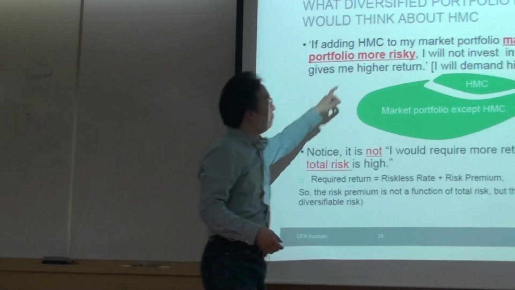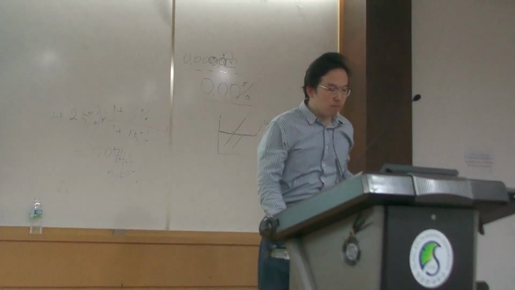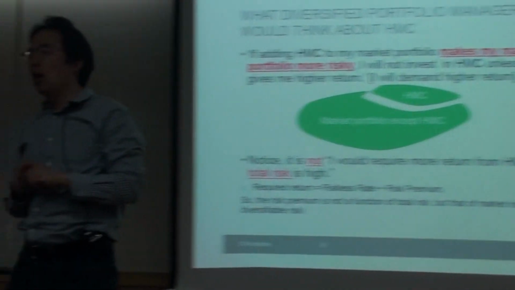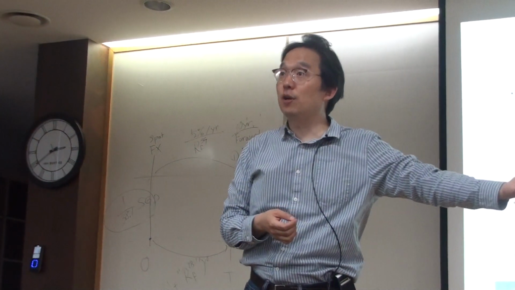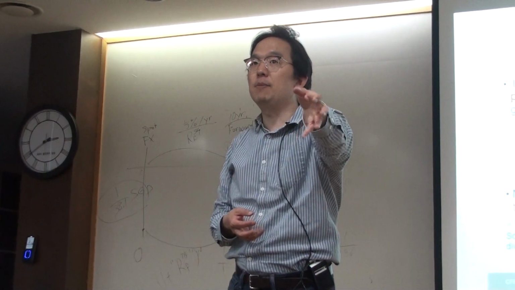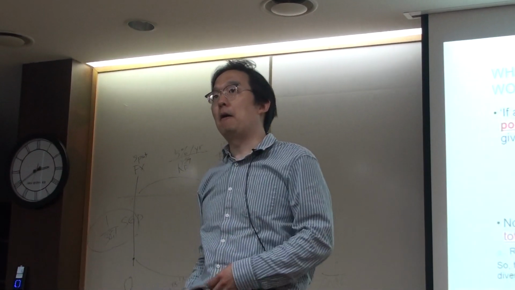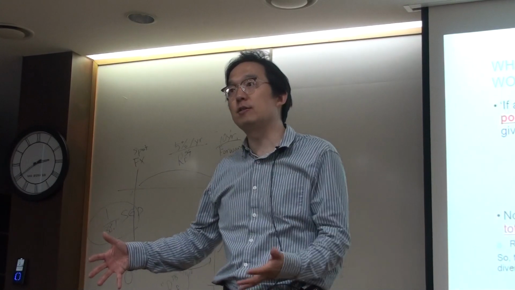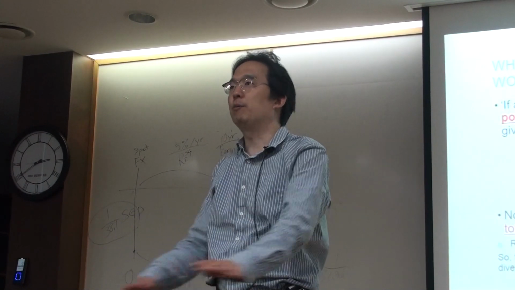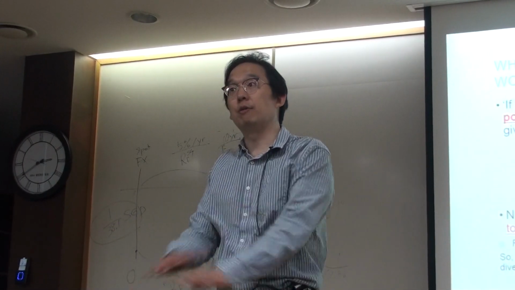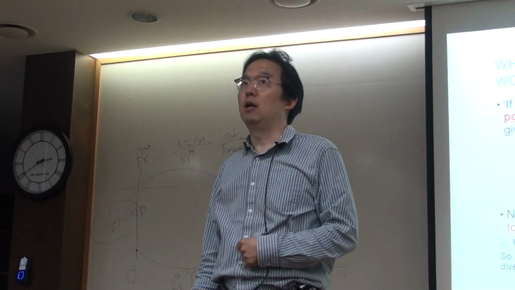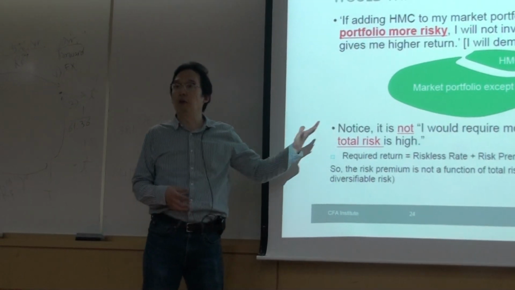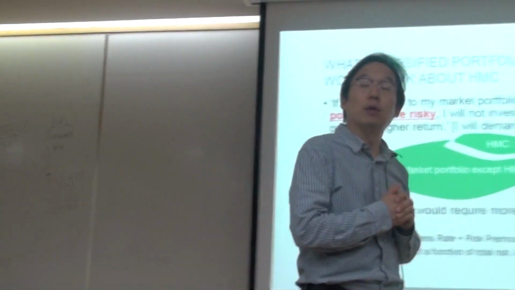Diversify, this one, right? From KIC's perspective, they say, I will require a higher rate of return for Hyundai Motors only if this guy makes my market portfolio risky. But if Hyundai Motors' unique risk, the CEO doing crazy things, does not affect my market portfolio, then I will be happy. I would not require a higher rate. That's the idea. Whereas over here, total risk takes in the CEO as well, that crazy guy.